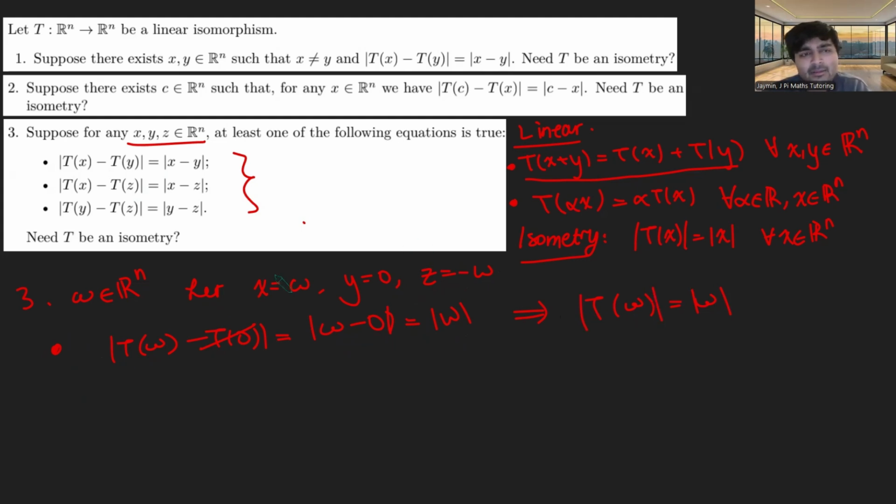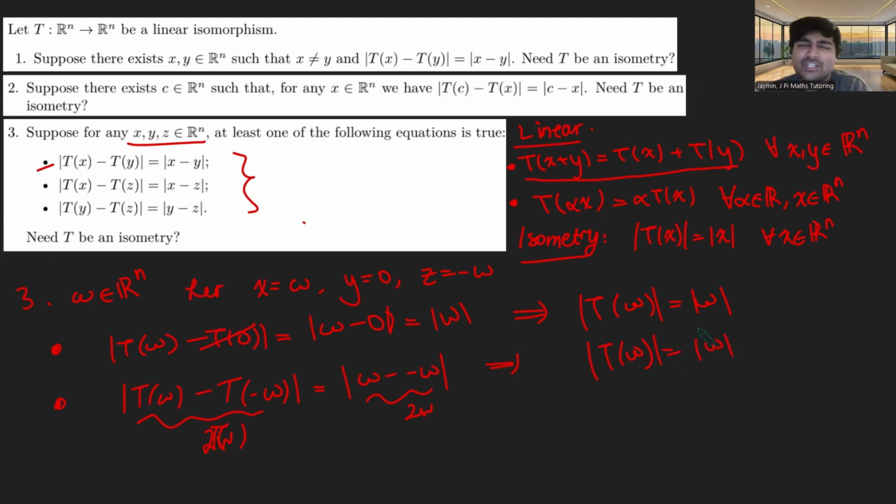But of course, there's no guarantee that it's the first bullet point that's correct. It could be the second one. Well, what happens here? We get something quite similar. We're going to get T of w minus T of minus w equals w minus minus w, and this is going to be obviously 2w. And this here, if we use the linearity of T, is also going to be 2T of w. And if you simplify this, you're again going to boil down to T of w equals w, like so.